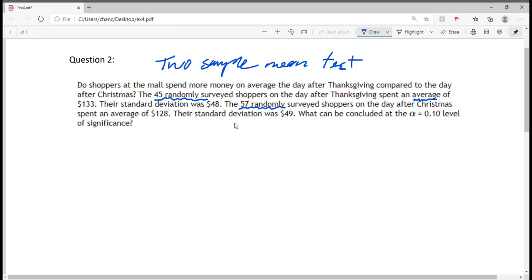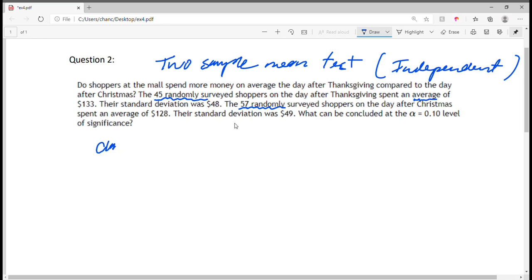But is it independent or is it dependent? The biggest giveaway is the difference in sample size. We have 45 versus 57. So these two groups are different groups. They have no relationship with each other. So these two groups are independent of one another.